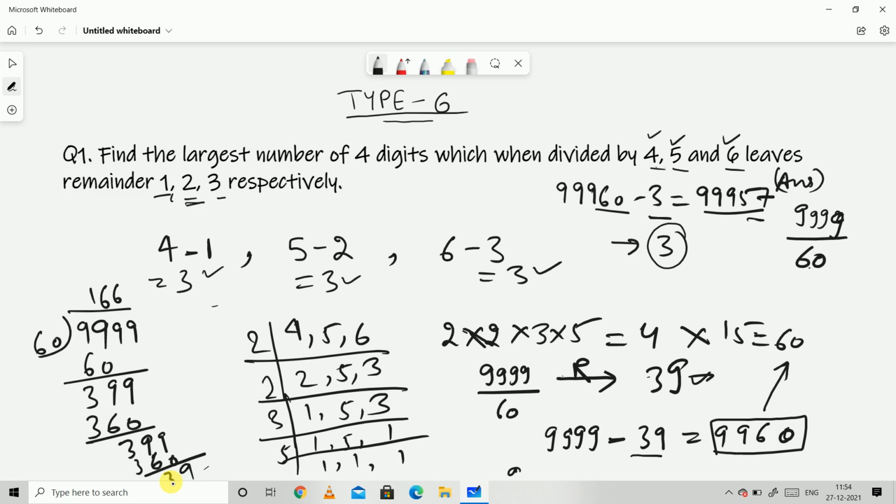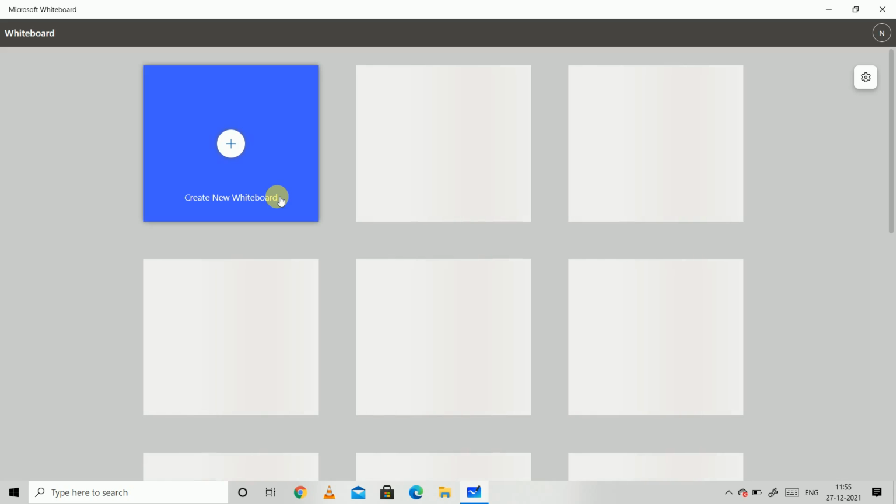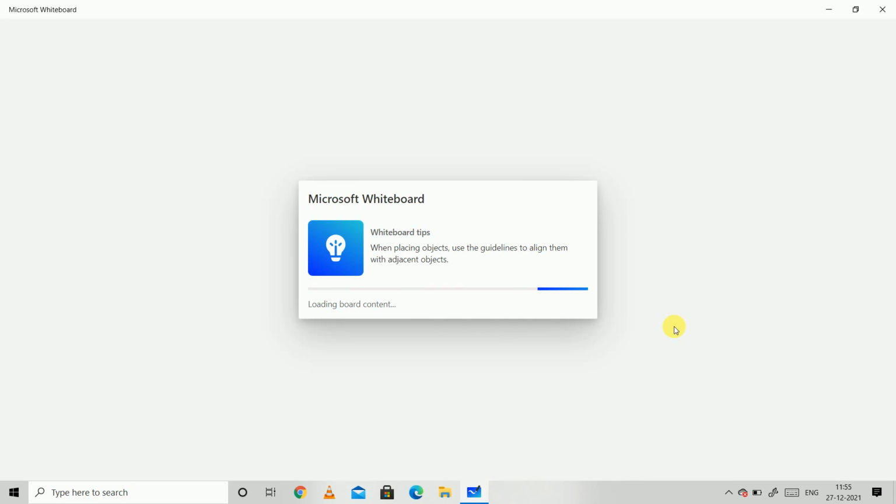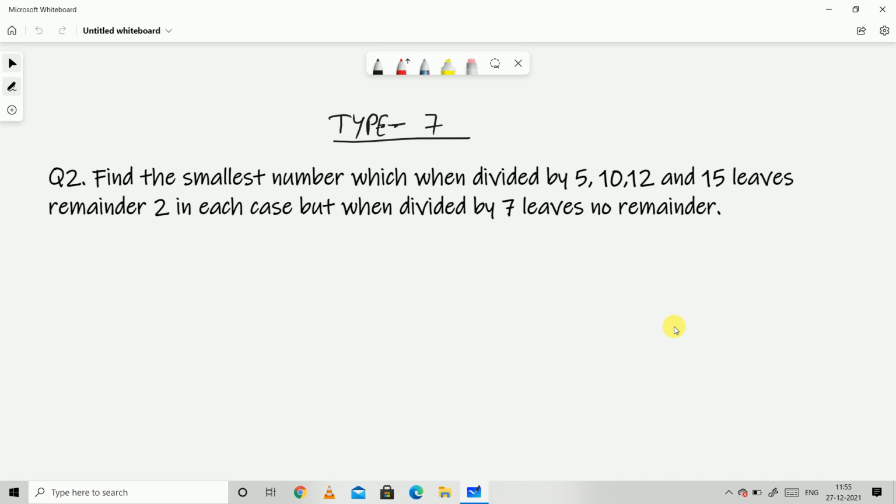Okay, so this is how we do. All steps are similar as we had seen for this type of questions previously. Just at the end you need to subtract the common difference. So this was the type 6. Okay, now let's see the next type, that is type 7. So let's move on to the type 7. Okay, this is the type 7.